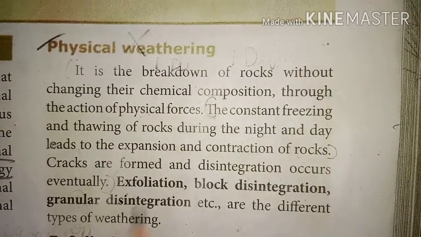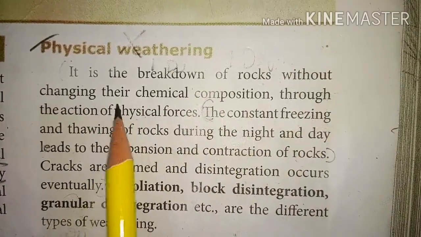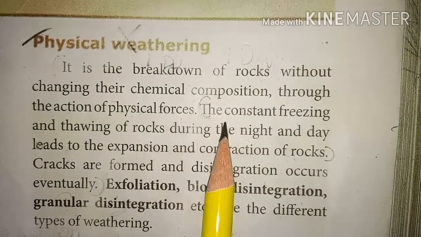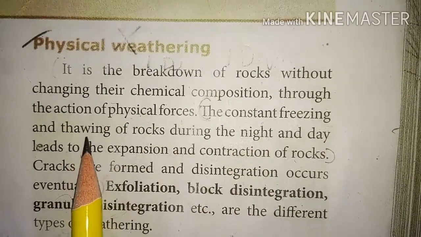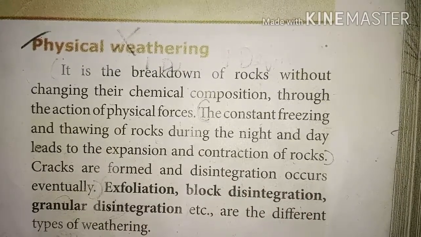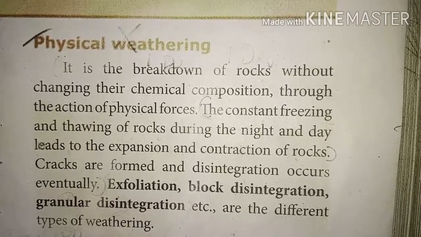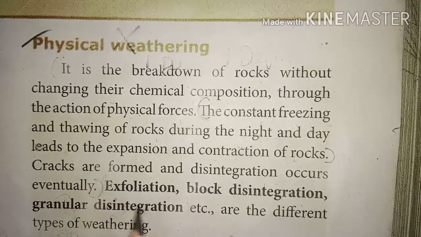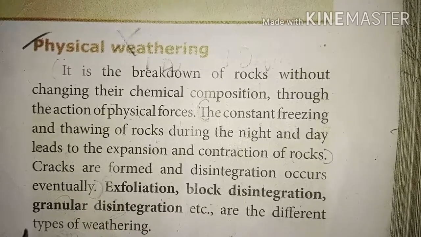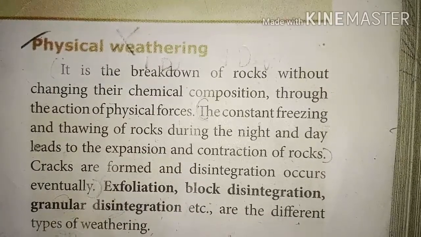Let us see the textbook. Physical weathering is a breakdown of rocks without changing their chemical composition through the action of physical forces. The constant freezing and thawing of rocks during the night and day leads to the expansion and contraction of rocks. Cracks are formed and disintegration occurs eventually. Exfoliation, block disintegration, granular disintegration, etc. are the different types of weathering.